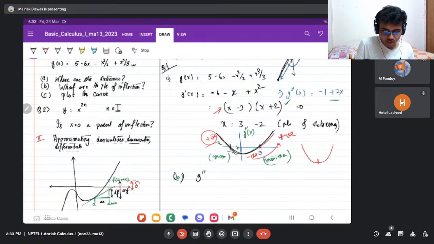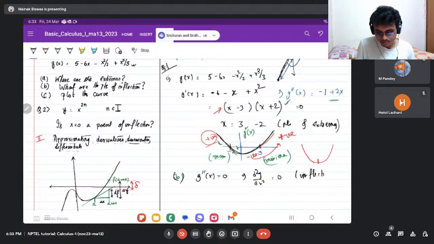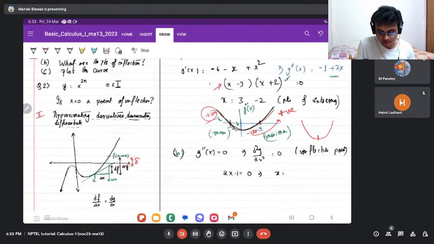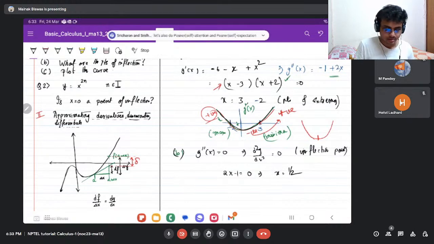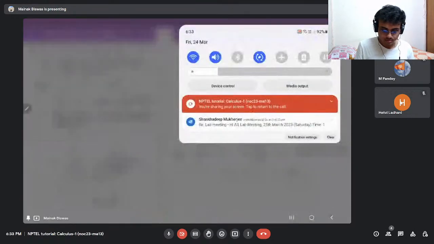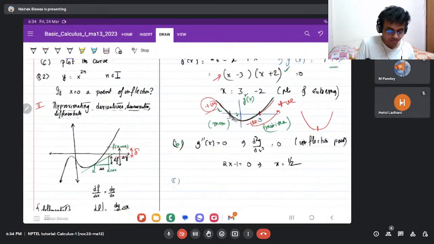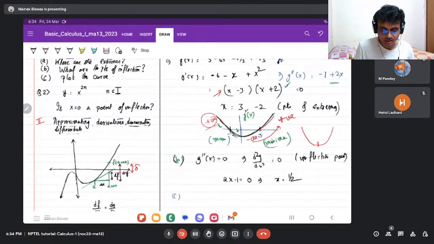So we'll put g dash x is equal to 0, right? We have seen d2y/dx2 has to be 0 at points of inflection. Great. So here the point of inflection is 2x minus 1 is equal to 0, or x is equal to half, right? Agreed? Yes, sir. Now part C is plot the curve of this function.